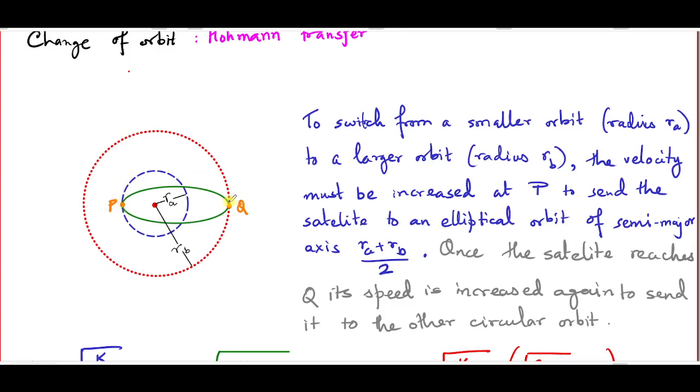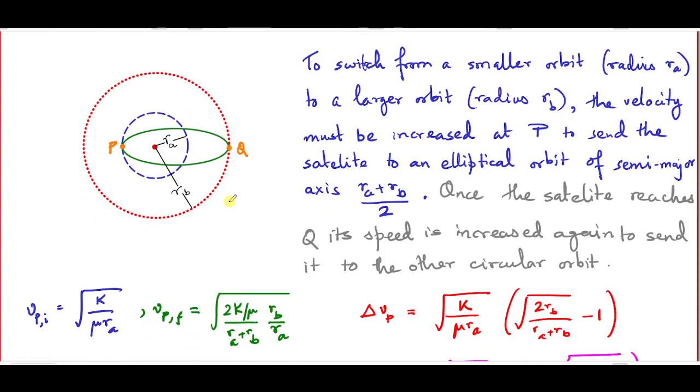Now, at the point P, the velocity of the satellite in its transfer orbit, the final velocity that it acquires at the point P after the impulse, is given by a formula that we had derived earlier, root over (2k/mu (Ra plus Rb)) times Rb/Ra. Here Ra and Rb, in addition to being the radii of the two circles, are also the perigee and the apogee distances for the Hohmann transfer orbit. That's what we have used here.